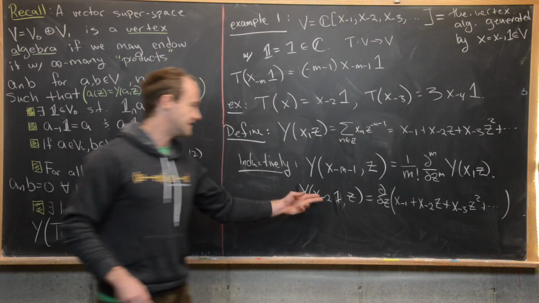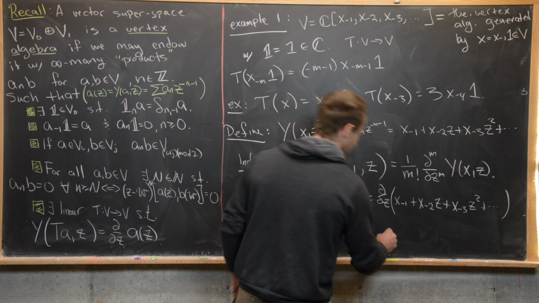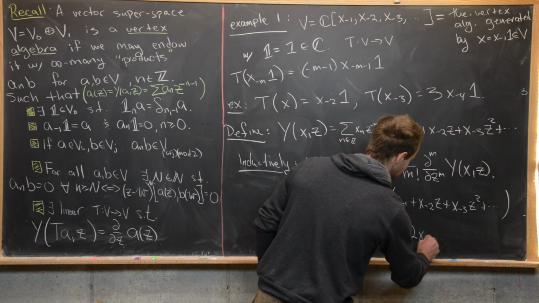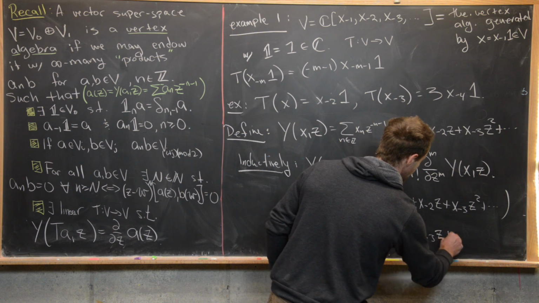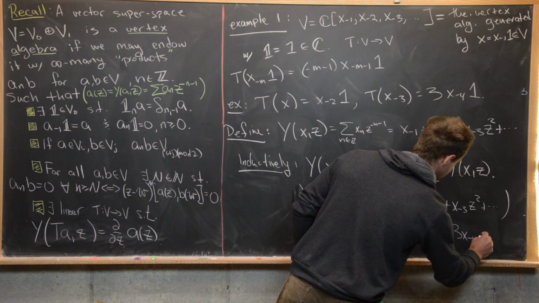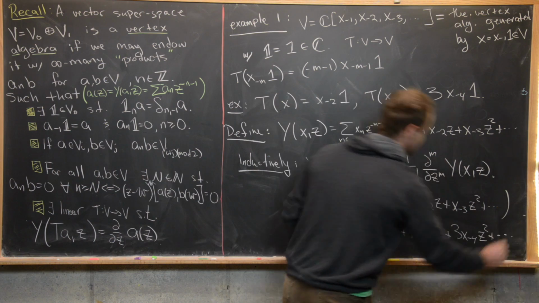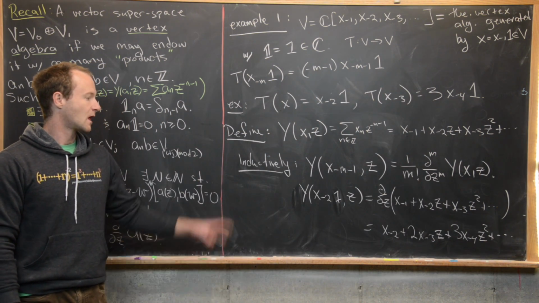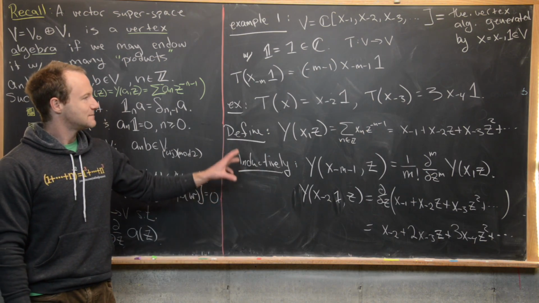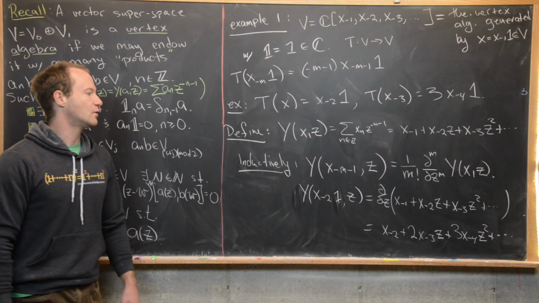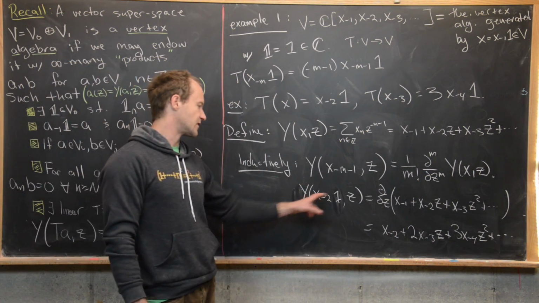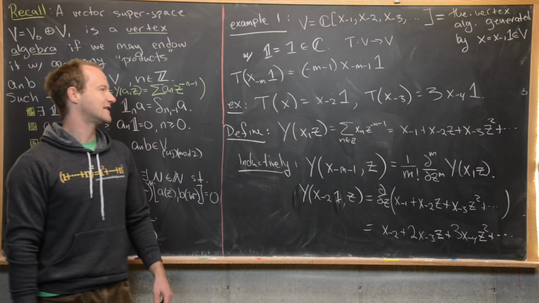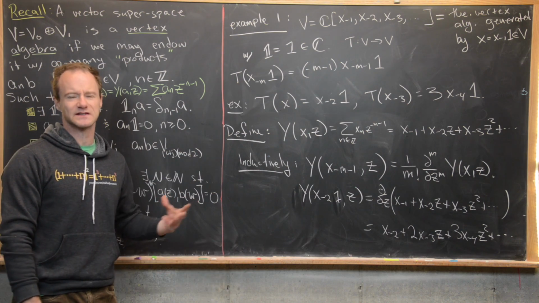So in other words, this vertex operator is going to be given by x sub minus 2 plus 2x sub minus 3z plus 3x sub minus 4z squared, and so on and so forth, just by taking those derivatives. Okay, great. So now let's maybe clean this up, and then we'll look at what a vertex operator of an arbitrary term looks like, and maybe how we take the translation operator of something that's a little more general.